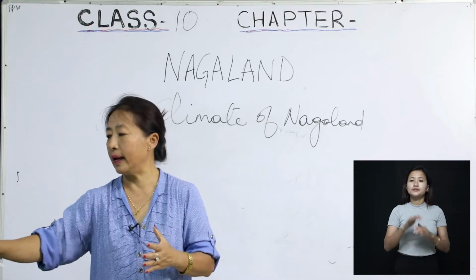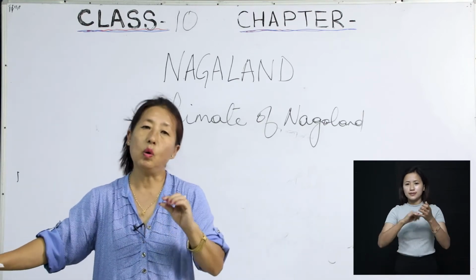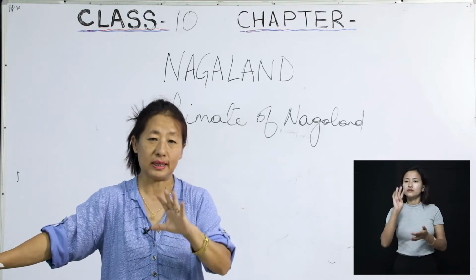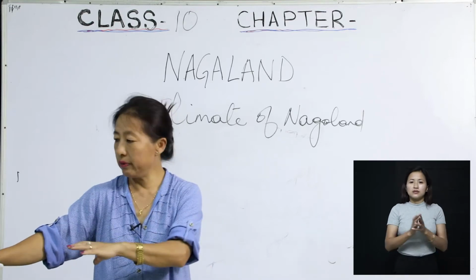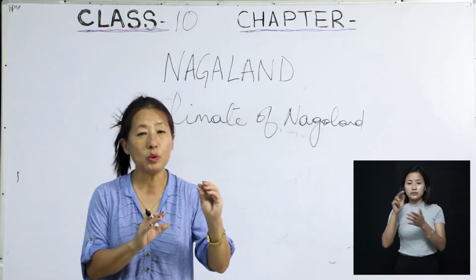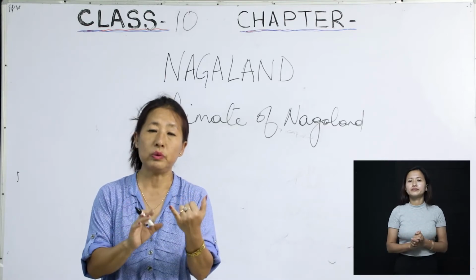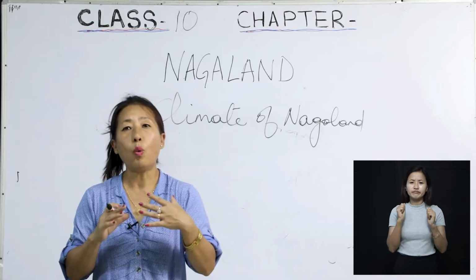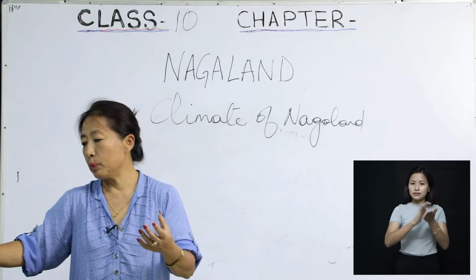Then again, when we talk about the seasons, you all know that the year has been divided. We have 4 seasons, isn't it? Summer, winter, autumn, spring. But regarding Nagaland, we don't use that. We don't write summer, autumn, spring. We don't follow that.